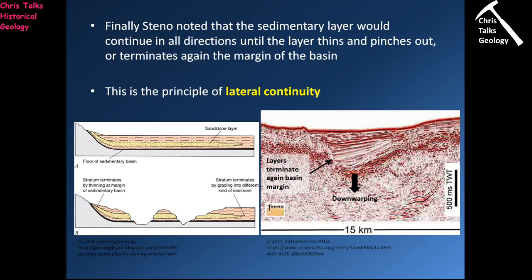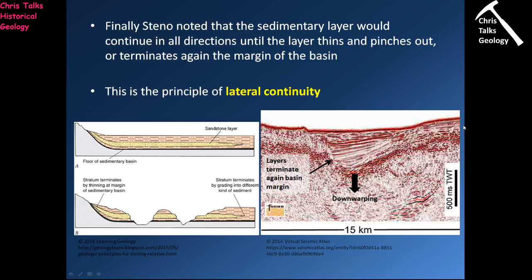The other possibility is that in the layer of sediment deposited by your flood, you'll be able to track the layer, track the layer, track the layer, and then you'll come up against some kind of vertical surface, let's say a cliff face. Well, obviously your layer of sediment will have to terminate against that cliff face. So essentially, this is the principle of lateral continuity. The principle of lateral continuity states that a layer of sediment will continue in all directions until it either thins and pinches out or terminates against the basin margin, which is some kind of vertical surface.